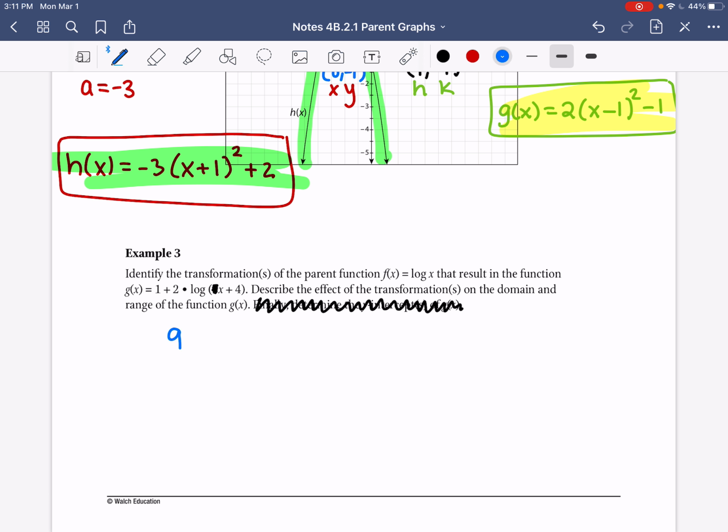So there's one thing I don't like about g of x right now. I don't like how it says 1 plus 2 times. We're going to rewrite it as 2 times log of x plus 4 in parentheses, and then this 1 that used to be at the front, I'm actually going to put it at the end, because now I can easily see my a, h, and k. So I can describe what they do. So I have a stretch by 2.